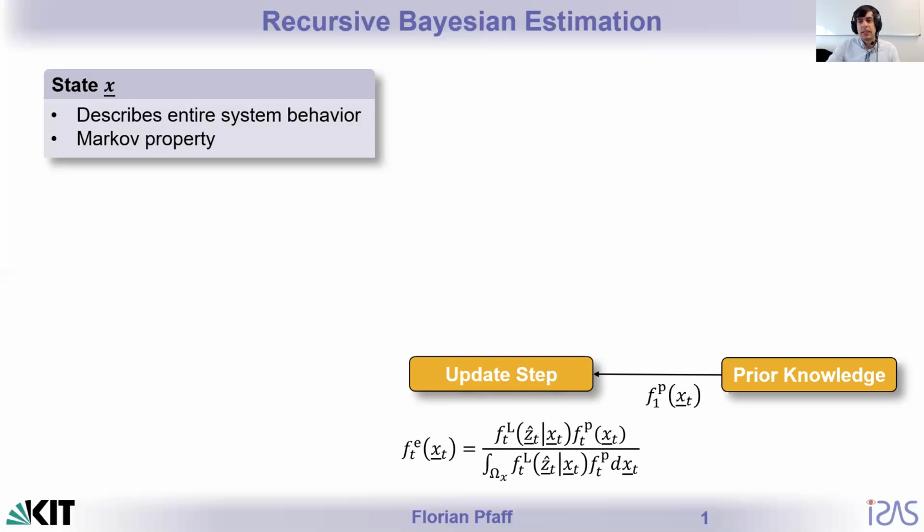And this update step is based on Bayes formula, and I've written it here in the alternative form, in which I use the law of total probability in the denominator. Essentially, our posterior density is equal to the likelihood for z, so the actual measurement that we have, conditioned on the state.